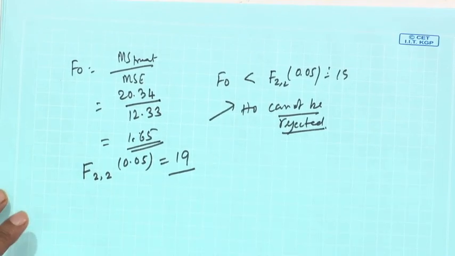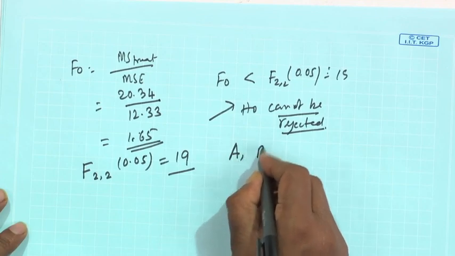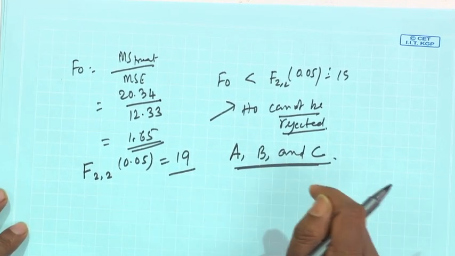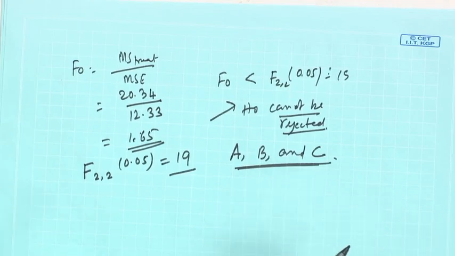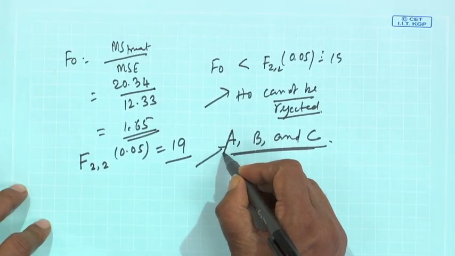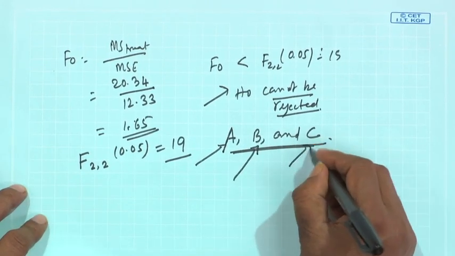H0 cannot be rejected. So, that means the chemical formulations A, B and C have a similar or the same effect on the process yield. There is no significant difference in the mean yield whether you use chemical formulation A or B or C.